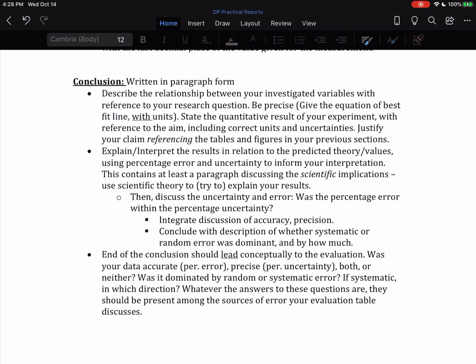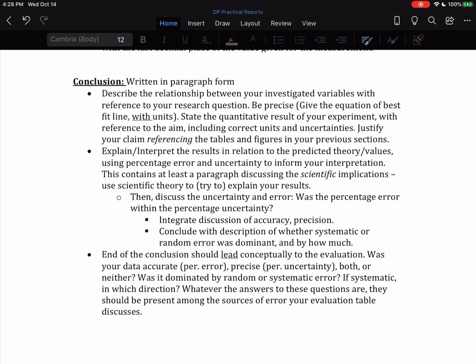This includes at least a paragraph in which you discuss the scientific explanations or scientific implications of your experiment. So you're using scientific theory to explain the results. Then, and here's the key part, you're going to discuss the relative uncertainty and error. So was the percentage error within the percentage uncertainty or not?